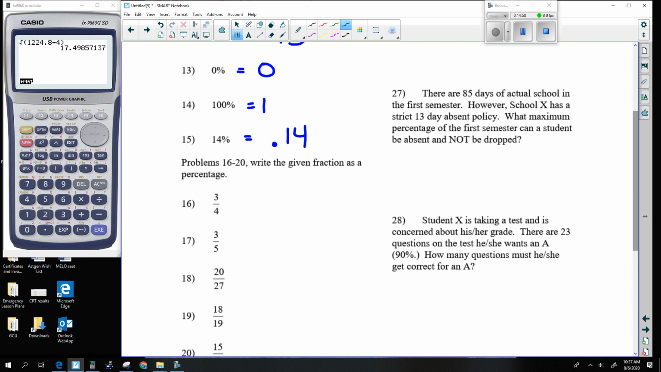Write the given fraction as a percentage. So 3/4, 3 divided by 4 is 0.75. And then you just do the reverse process. So this is a decimal right here. To turn it into a percentage, instead of making it smaller, you make it larger. So you move the decimal 2 places to the right. So this would be 75%.